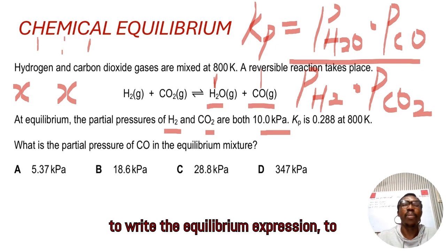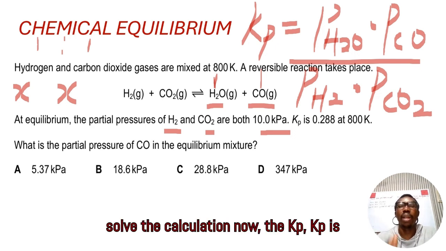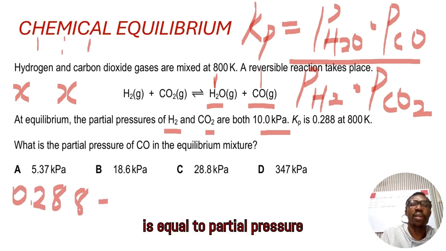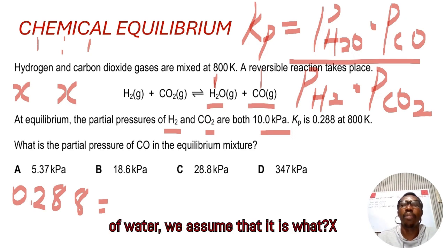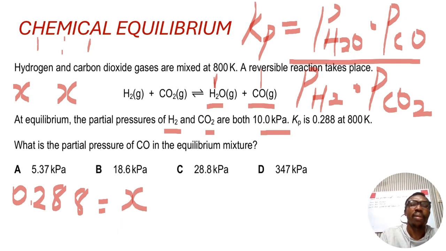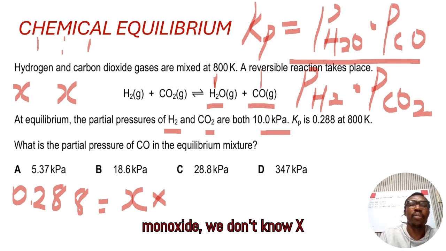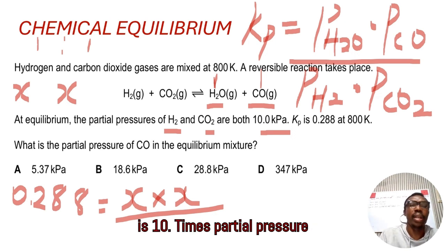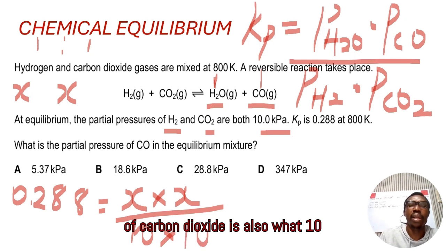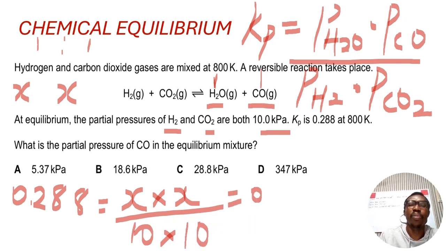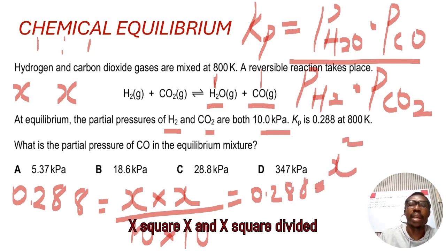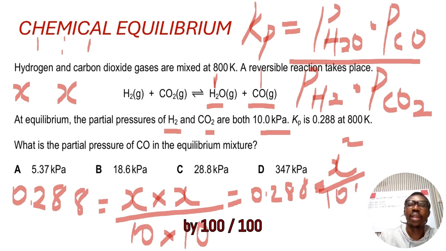So to write the equilibrium expression, we have to solve the calculation now. The Kp is 0.288, equal to partial pressure of water, which we assume is X, multiplied by partial pressure of carbon monoxide, which is also X, divided by partial pressure of hydrogen, which is 10, times partial pressure of carbon dioxide, which is also 10. So 0.288 will be equal to X squared over 100.